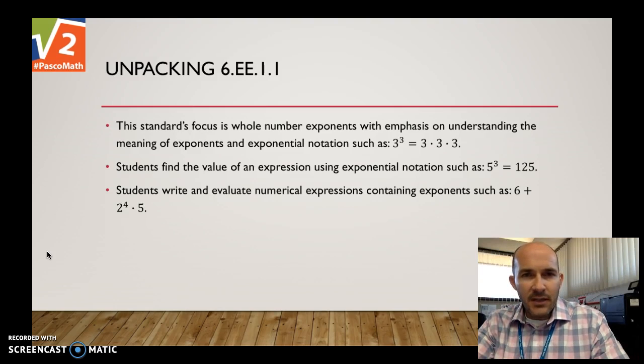Students find the value of an expression using exponential notation, such as 5 to the third equals 125. They're also expected to write and evaluate numerical expressions containing exponents, such as 6 plus 2 to the fourth times 5, and so they would have to evaluate that numerical expression there.